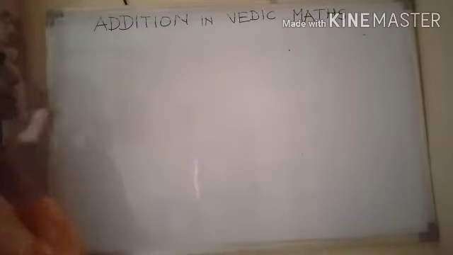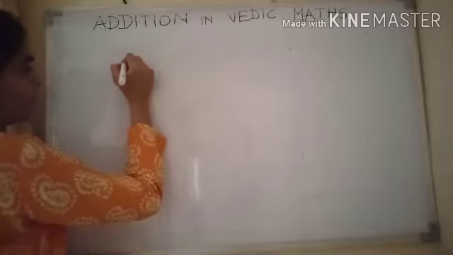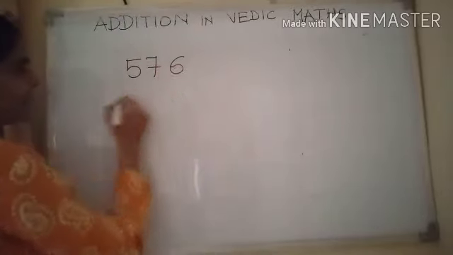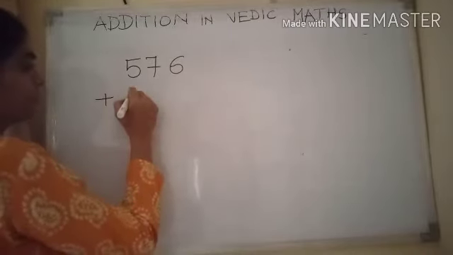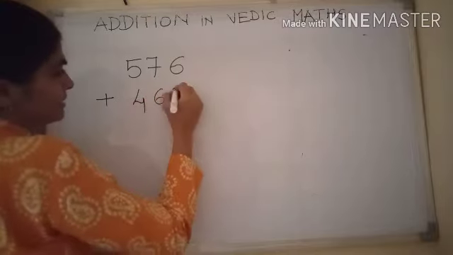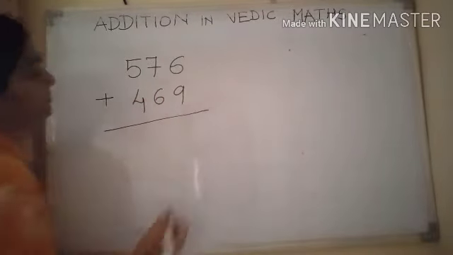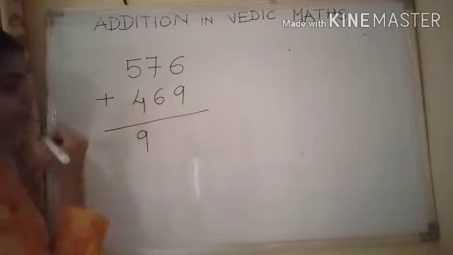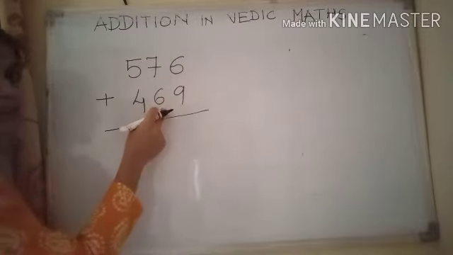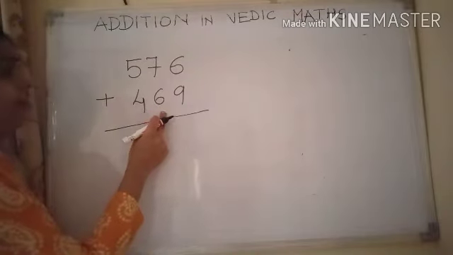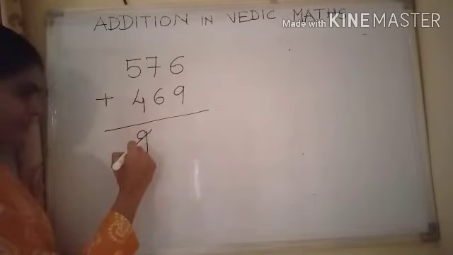Let's consider one more example. 576 plus 469. See, 5 plus 4, which is 9. But look at the next pair, 7 and 6, which is a carry combination, right? So we need to add one number over here.